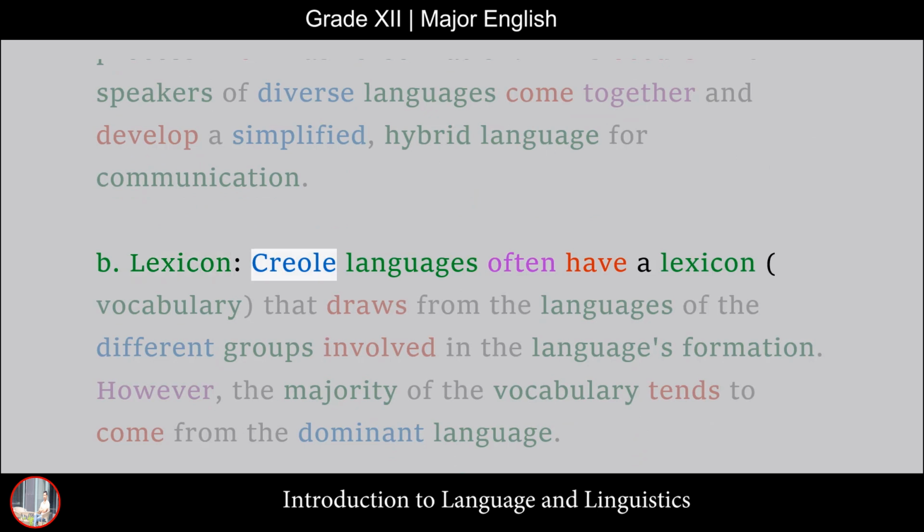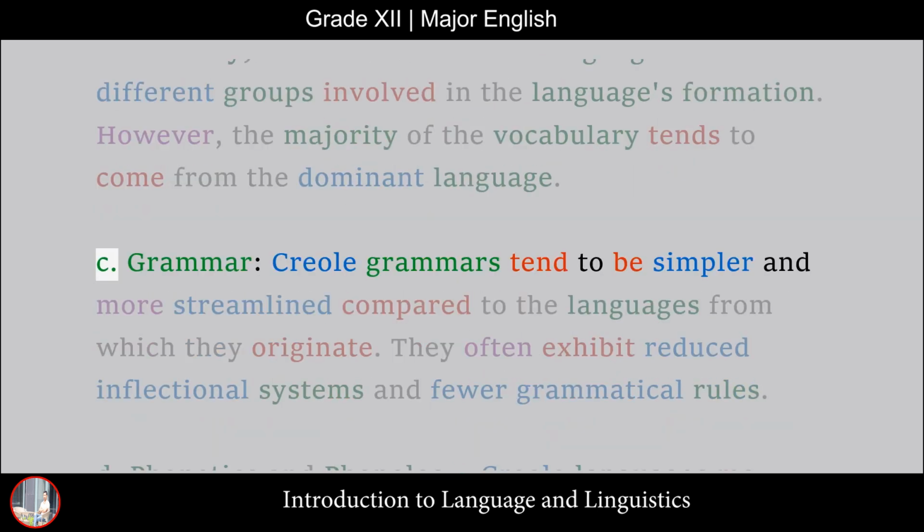B. Lexicon. Creole languages often have a lexicon, vocabulary, that draws from the languages of the different groups involved in the language's formation. However, the majority of the vocabulary tends to come from the dominant language. C. Grammar. Creole grammars tend to be simpler and more streamlined compared to the languages from which they originate. They often exhibit reduced inflectional systems and fewer grammatical rules.